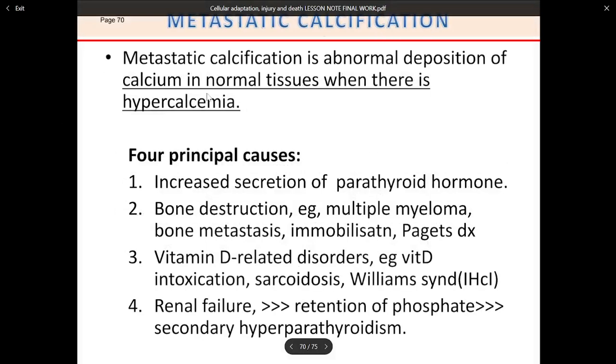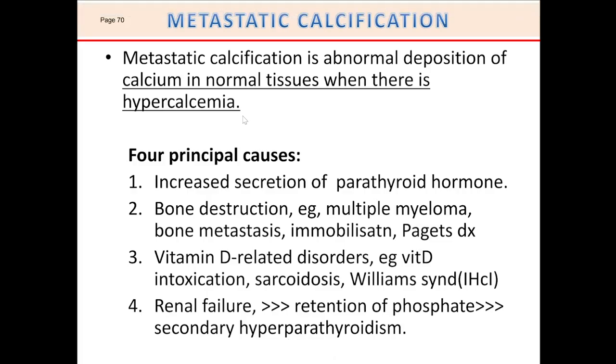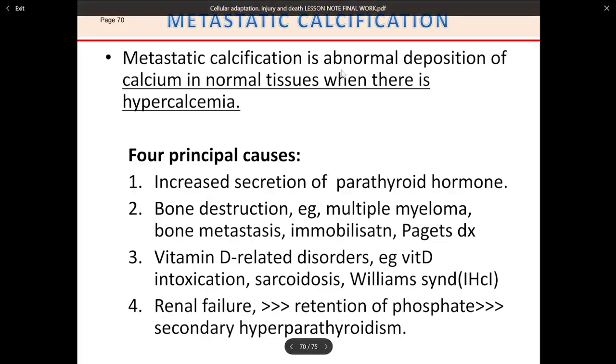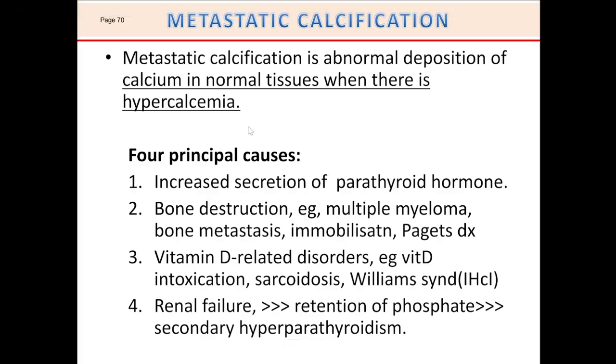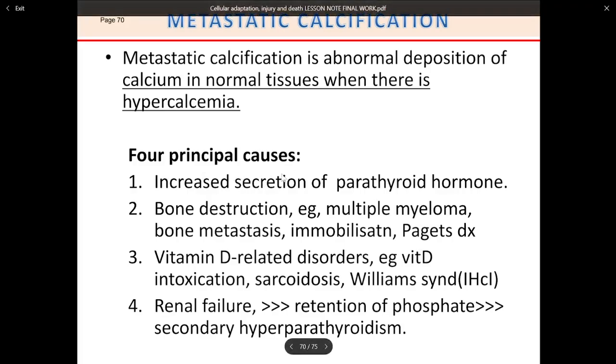Metastatic calcification. Metastatic calcification is abnormal deposition of calcium in normal tissue when there is hypercalcemia. Hypercalcemia simply means an elevated amount of calcium in the blood. When this occurs, it results in the abnormal deposition of calcium in normal tissues. So where calcium is not supposed to be found, it will be found there, right? There are four principal causes.